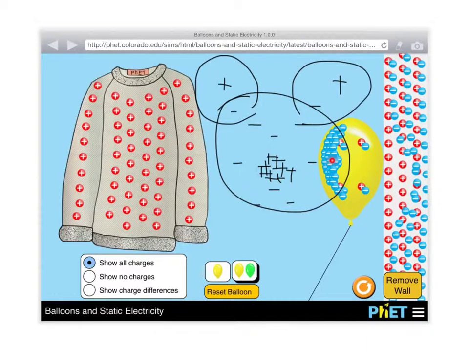With the balloons, is it true that the negatives in the balloon are repelling the negatives in the wall? Yeah. Is it true that the negatives in the balloon are attracting the positives in the wall? Okay, let me rephrase that, because we're clearly weak on Newton's third law. Is it true that the negatives in the wall are repelling the negatives in the balloon? Yes. Is it true that the positives in the wall are attracting the negatives in the balloon? Yes.